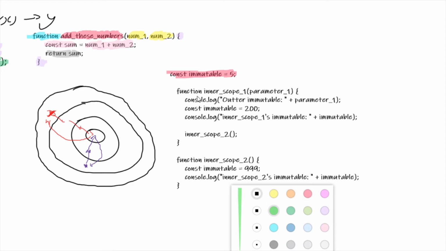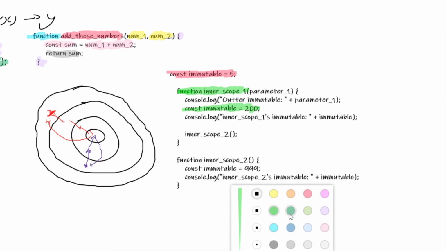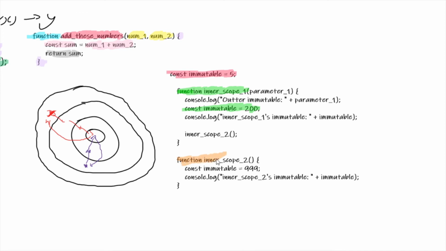We define a function inner scope 1, which creates a new scope. And that function has its own version of const immutable, and this one's equal to 200. And then we have another function, inner scope 2, which creates another scope, and then that function has its own version of const immutable, and that is of course equal to 999. So let's go ahead and paste this code into our browser and see what we get.